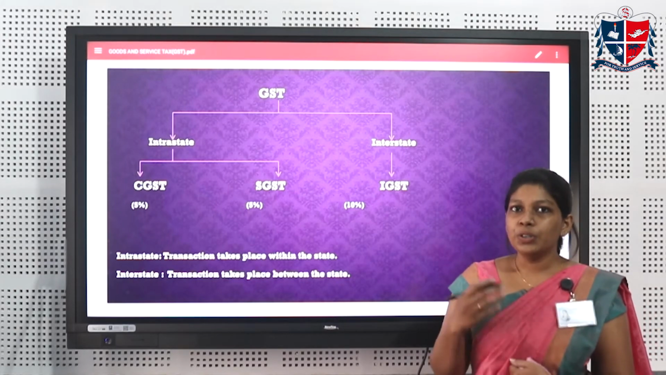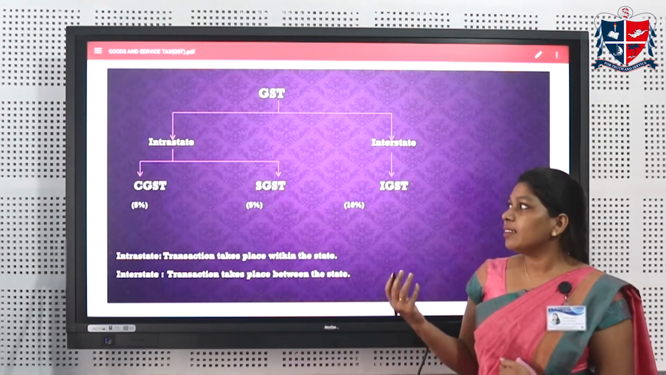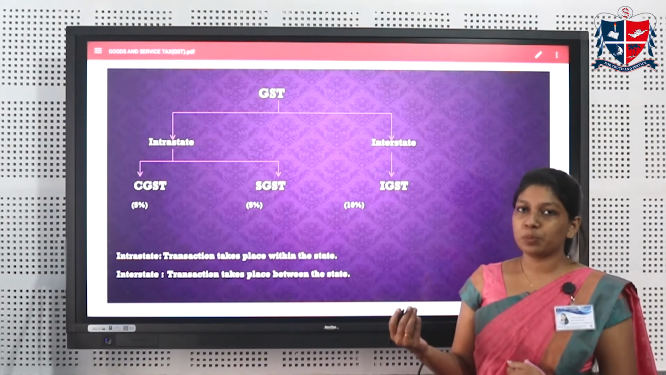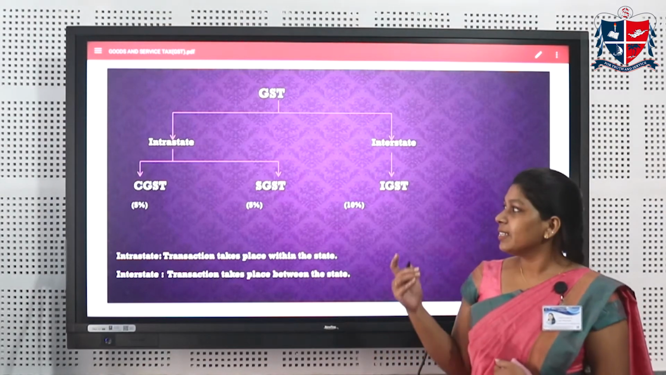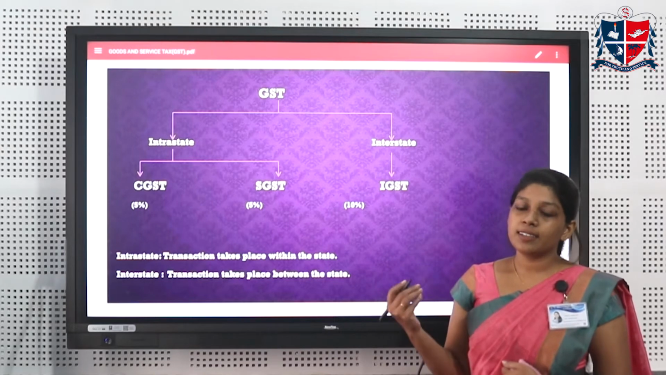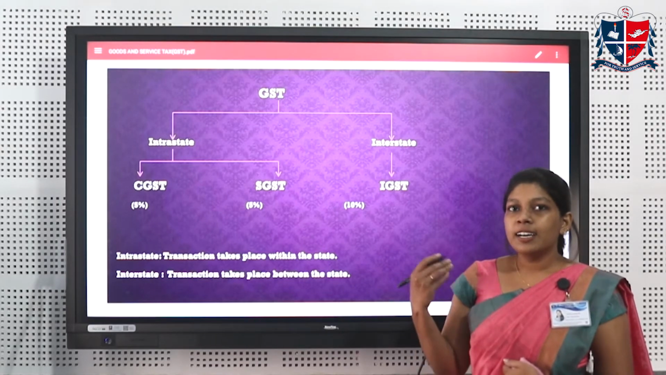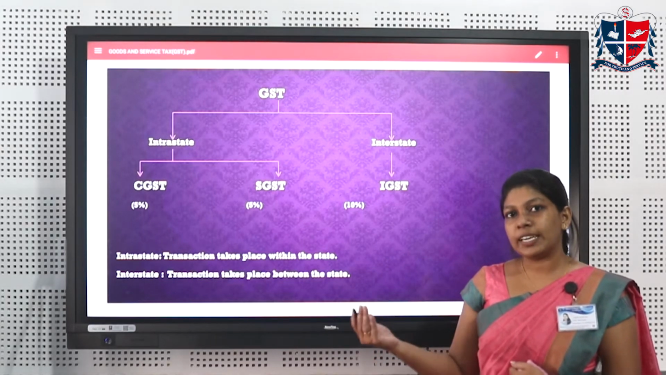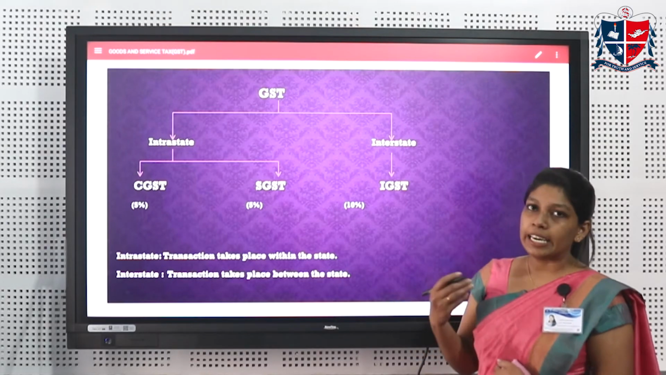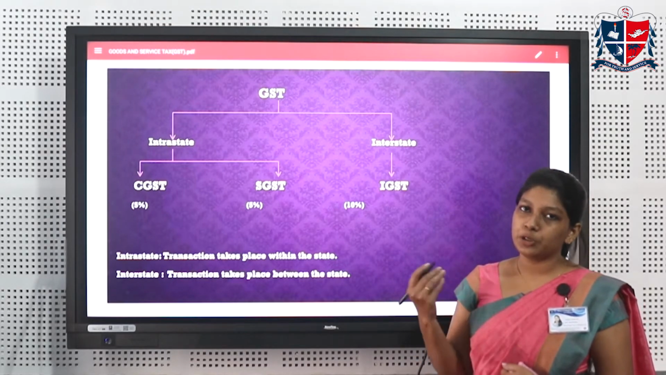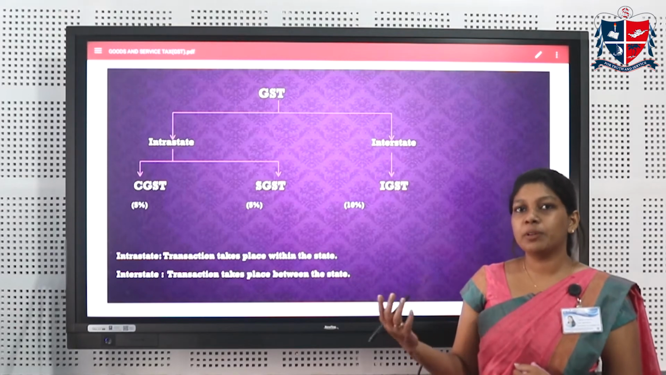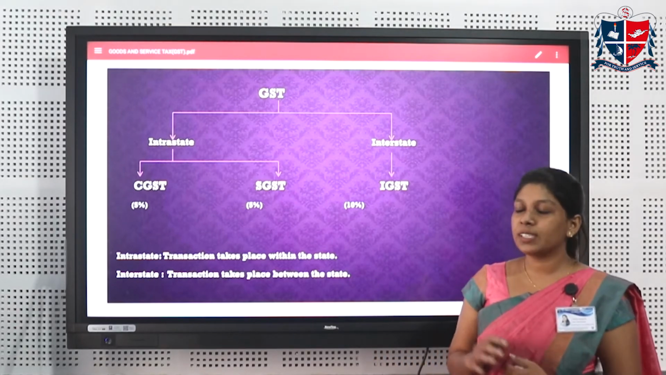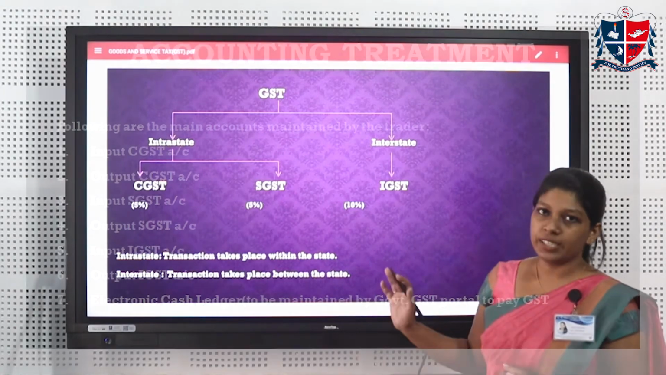CGST means Central Goods and Service Tax, the tax which is payable to the central government. SGST means State Goods and Service Tax, that is the tax which we have to pay to the state government. IGST means Integrated Goods and Service Tax, which is paid to the central government, and further it will be shared between states. So these are the components of GST.